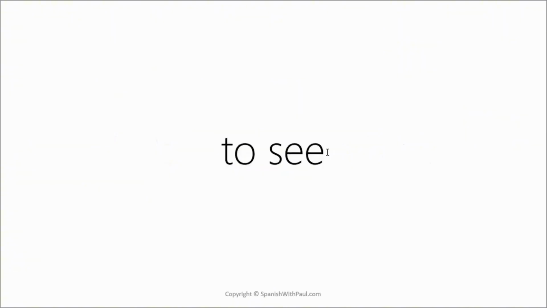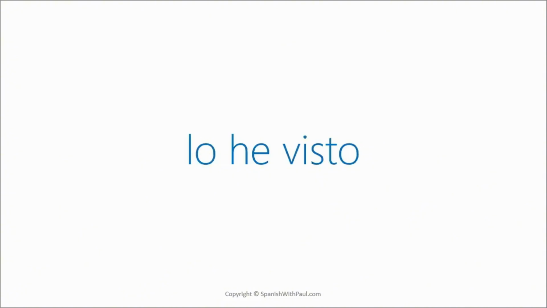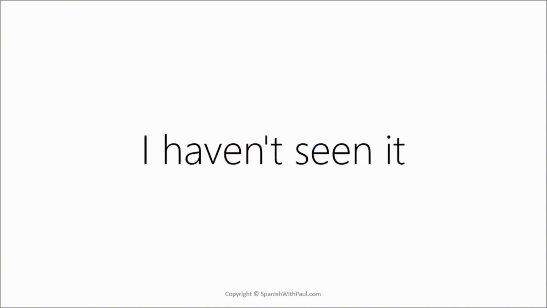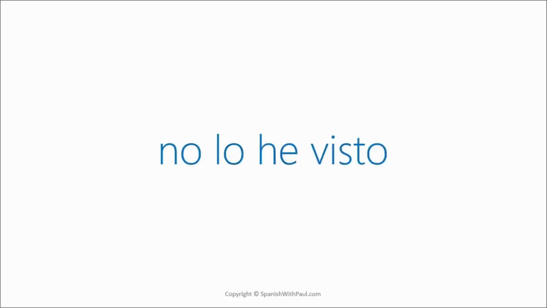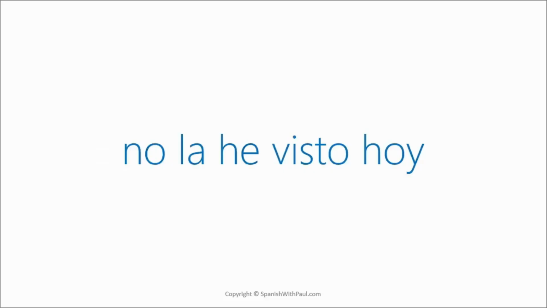So the verb to see is ver, and this goes to visto. So if we wanted to say I have seen, it would be he visto. He visto, I have seen. How would you say I have seen it? Lo he visto. I've seen it. I haven't seen it. No lo he visto. I haven't seen her today. No la he visto hoy.